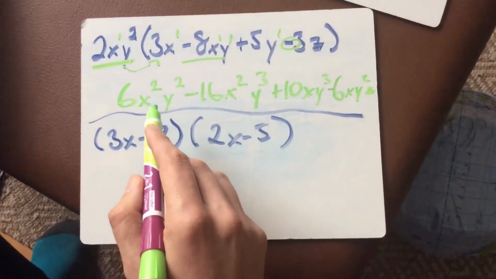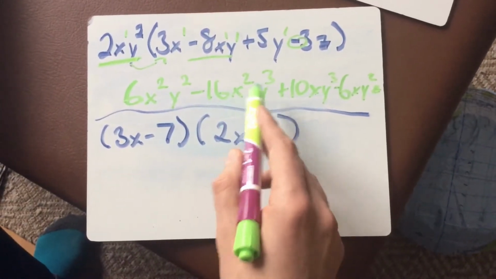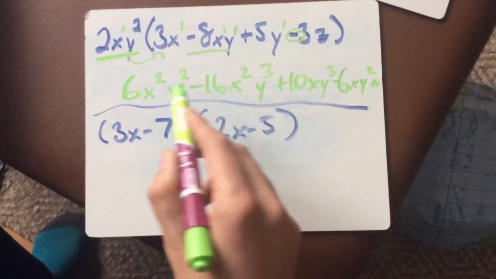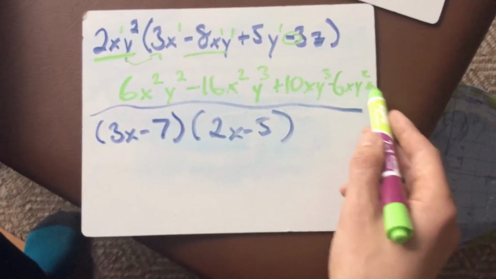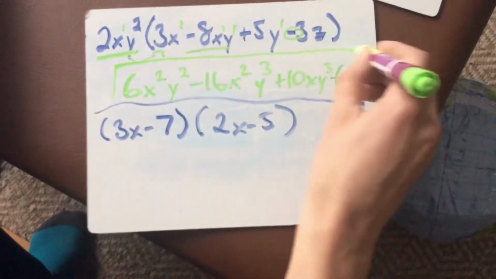I check and see if I have any like terms. X squared y squared, x squared y cubed, those are not like terms. X squared xy cubed, not like terms. X squared y squared z, not like terms. None of the others are like terms, so this is my answer.